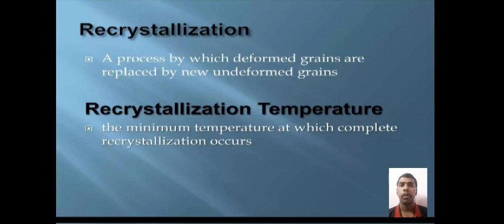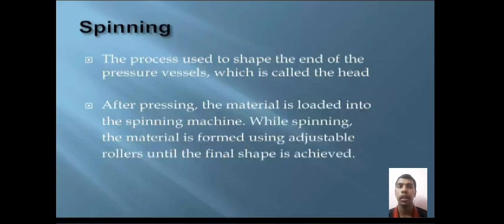Pressing. It is a process wherein a pressing machine is used to shape the part needed. Spinning is the process used to shape the end of the pressure vessel, which is called the head. After pressing, the material is loaded into the spinning machine. While spinning, the material is formed using adjustable rollers until the final shape is achieved. This completes the spinning process.